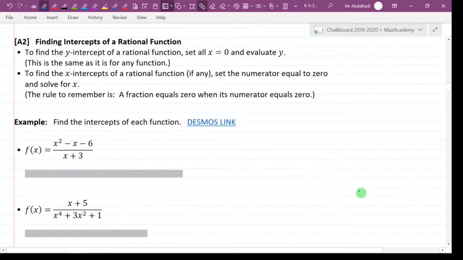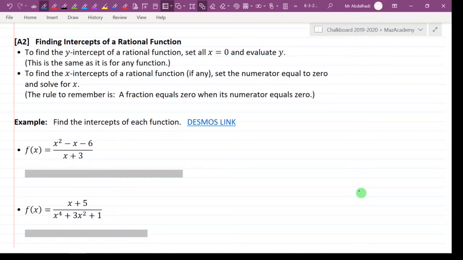All right, so we found holes and asymptotes. Now it's time to find intercepts. Two kinds of intercepts. You have a y-intercept and an x-intercept. This is something we already know how to do. You want to find an x-intercept, you make y 0. You want to find a y-intercept, you make x 0. We've been doing it all year long.